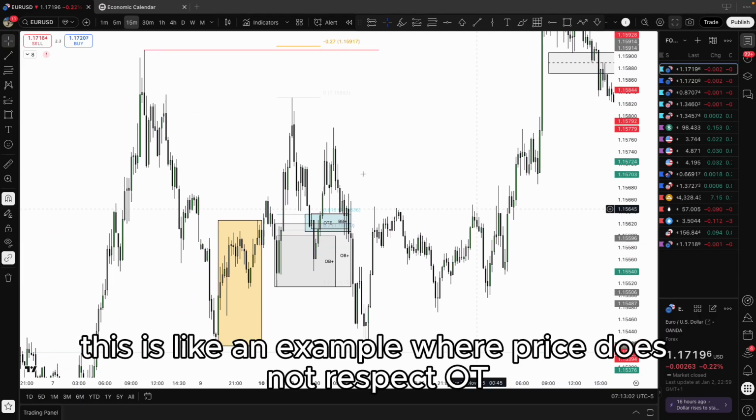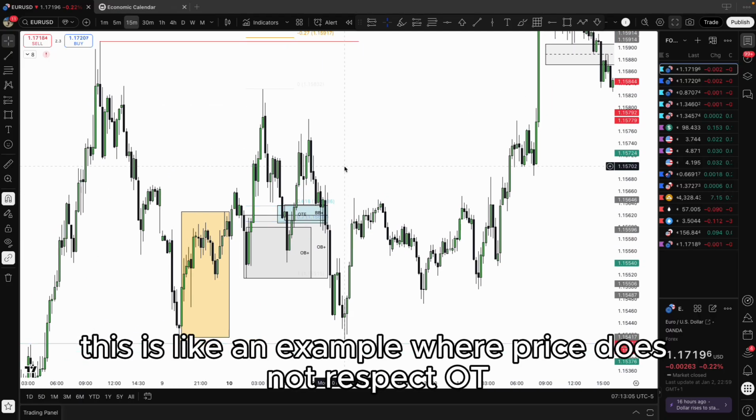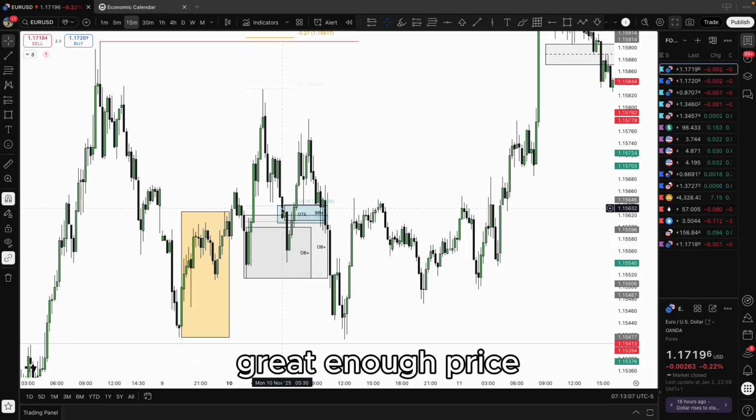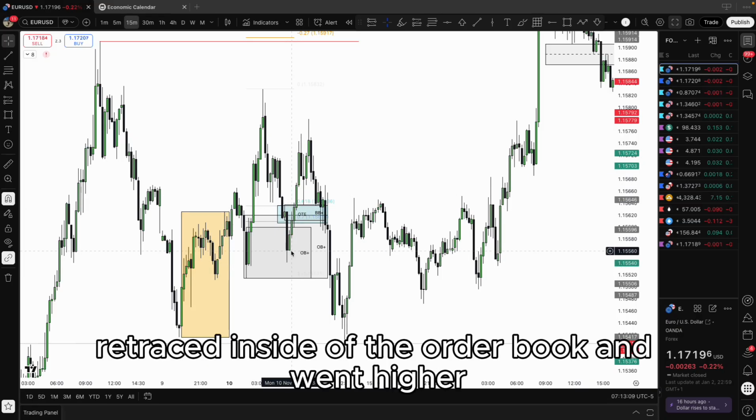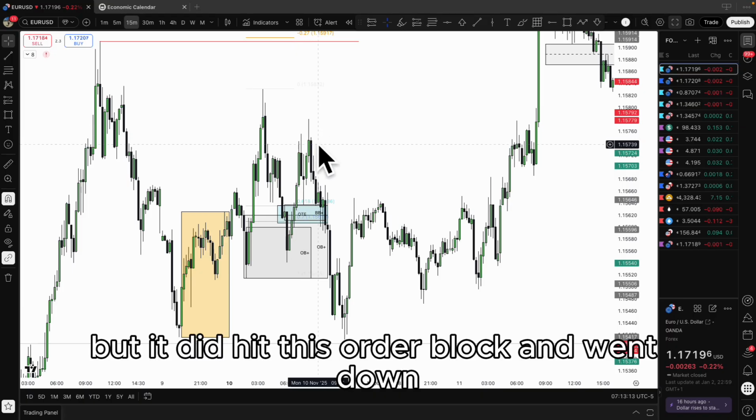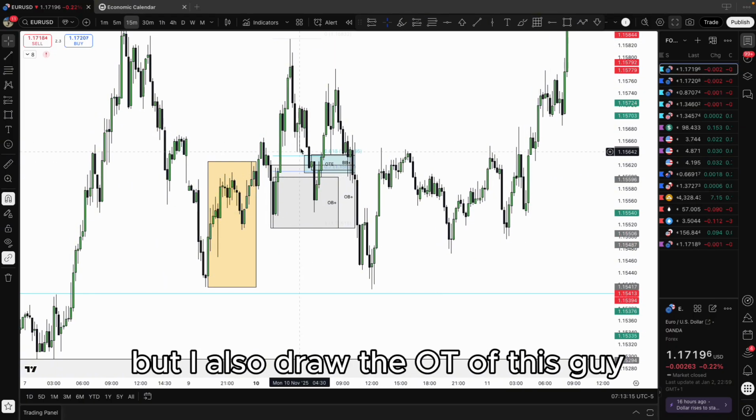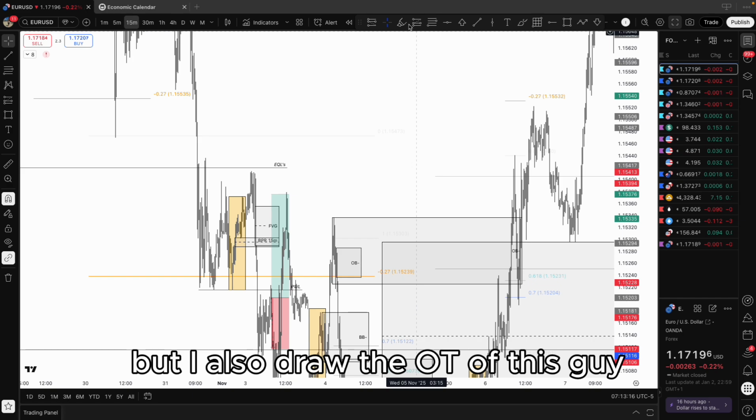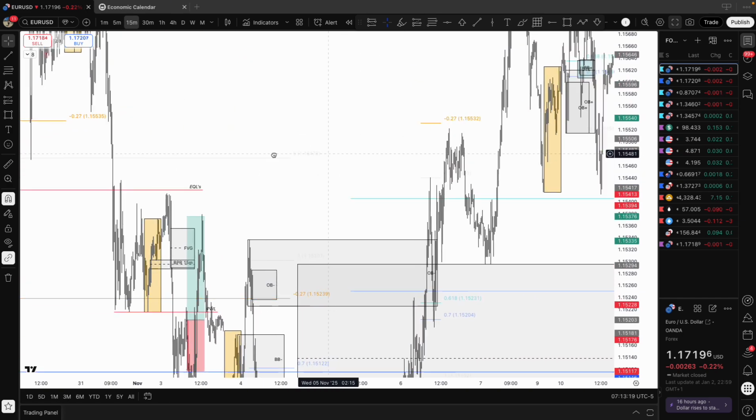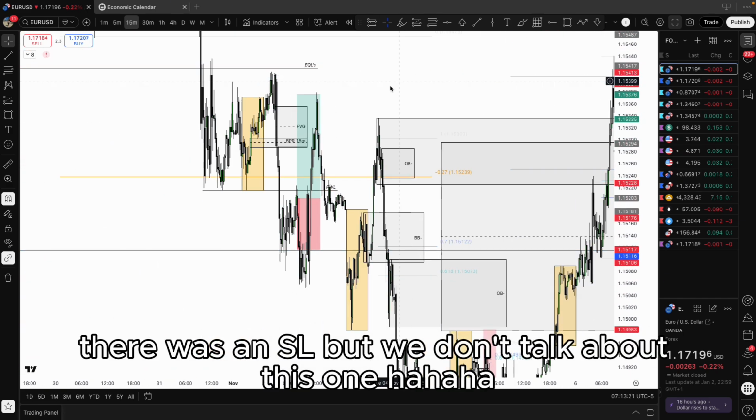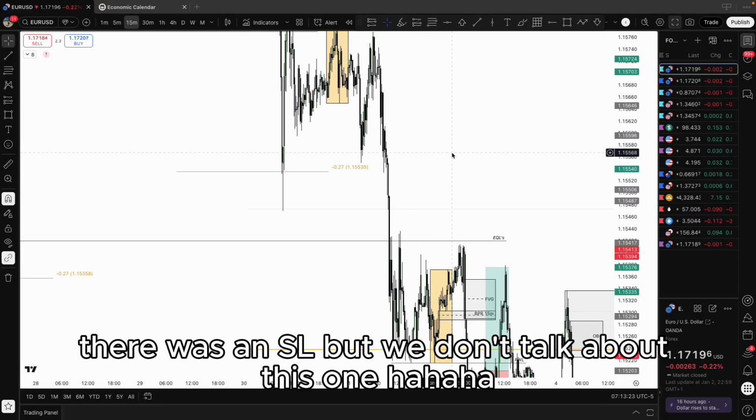Look, this is an example where price does not respect the OT great enough. Price retraced inside of the order block and went higher, but it did hit this order block and went down. So I didn't trade this, but I also drew the OT of this one. That was an SL, but we don't talk about this one.